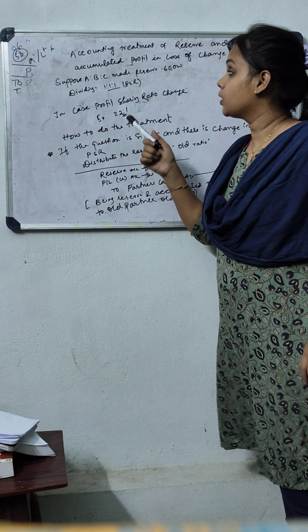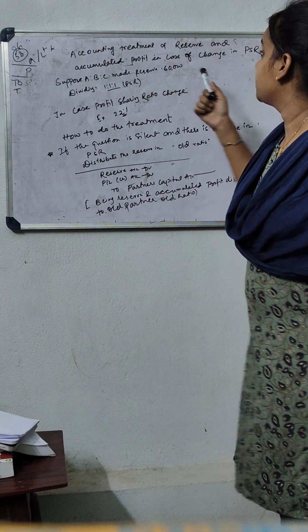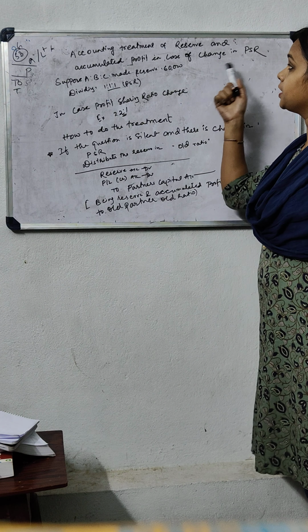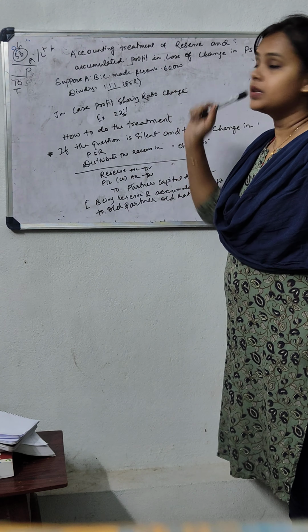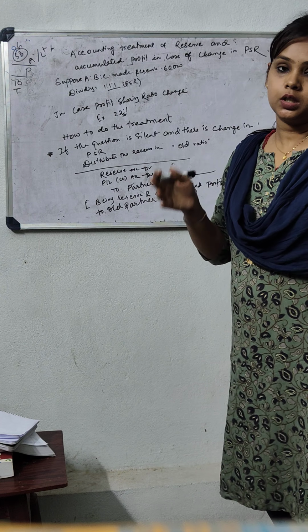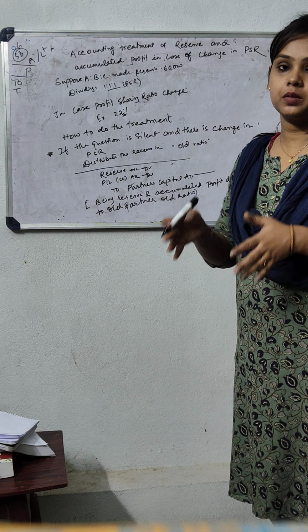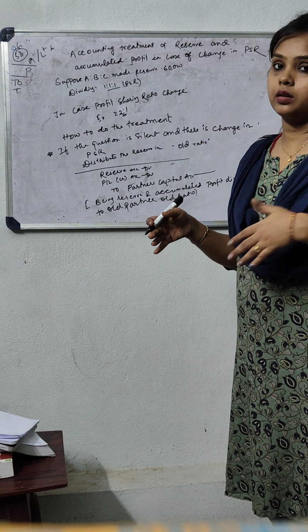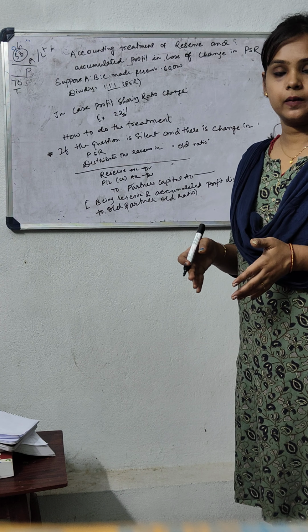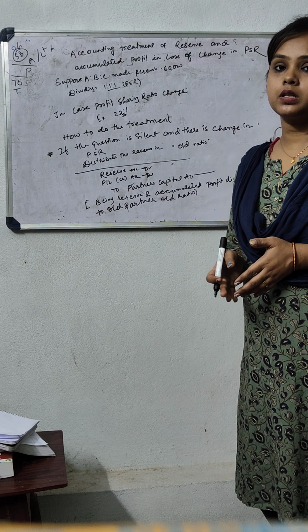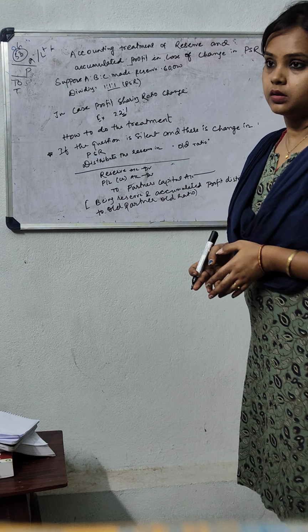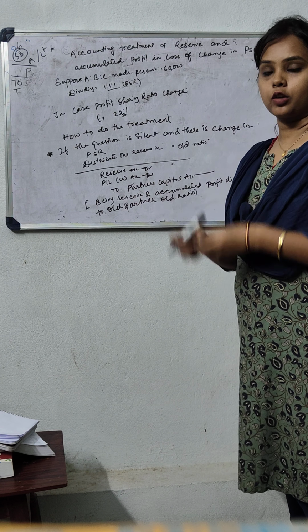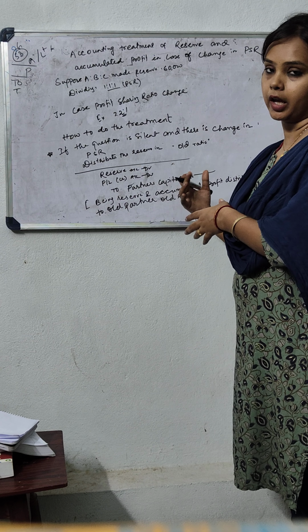Now let's move on to our next topic, which is the accounting treatment of reserve and accumulated profit in case of changing profit sharing ratio. Reserve means the portion of profit which has been saved in previous years, and accumulated profit means the profits which have not been distributed to the partners. Those profits accumulated together and become accumulated profit.